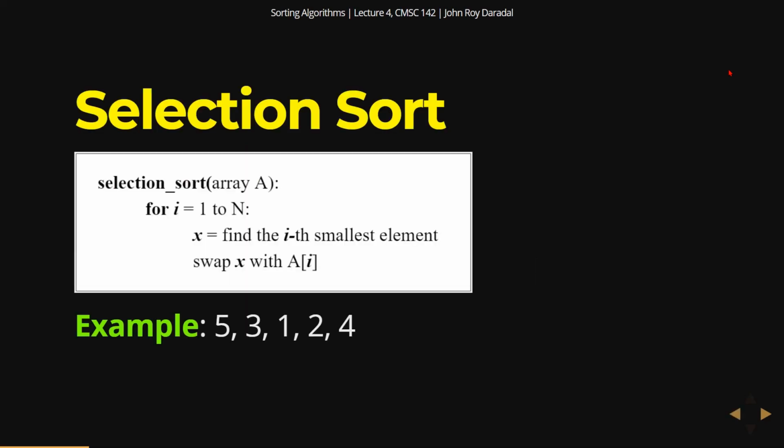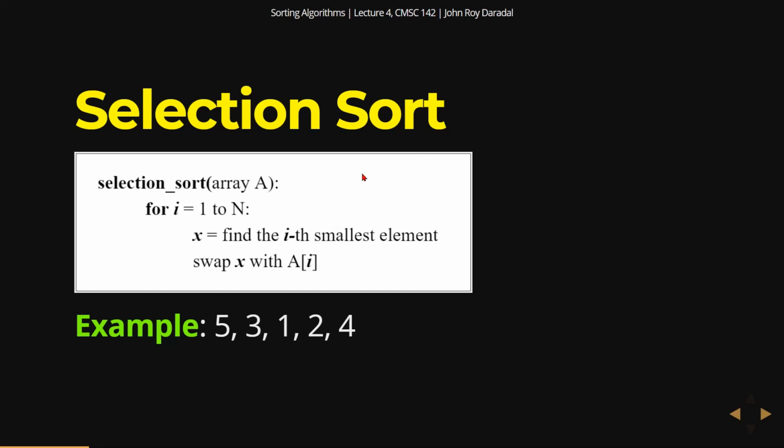Okay, so this is the pseudocode for selection sort. Given an input array A, and assuming that array A has n items, we'll go through the loop for i from 1 to n. Let x be the ith smallest element and swap x with the item at index i.